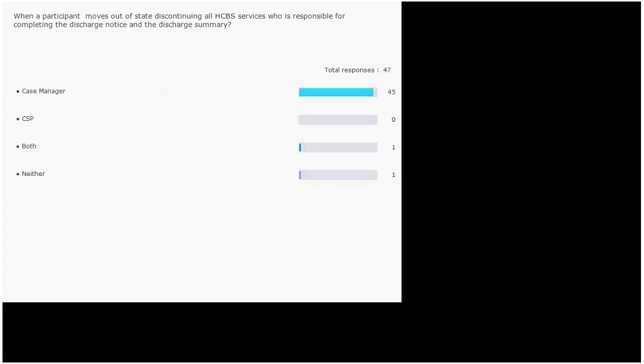Okay, so just to clarify one more time, if a person is discontinuing all services, it's their choice, they're not being terminated, the case manager is the one who will submit the discharge notice and summary. We only need one.